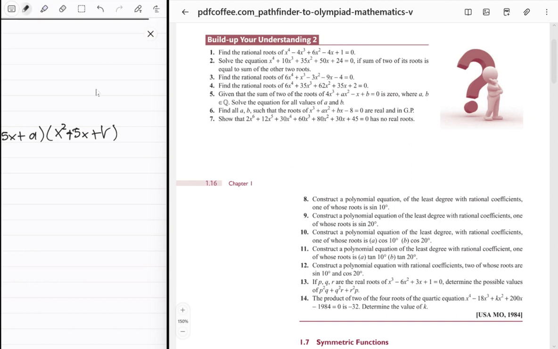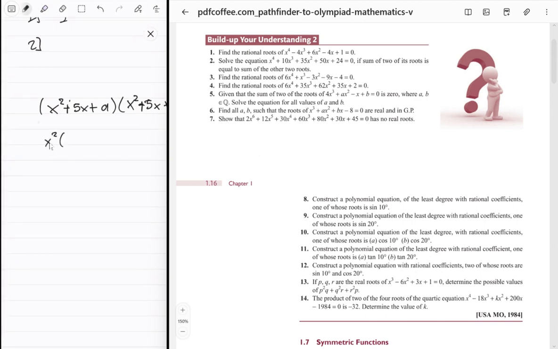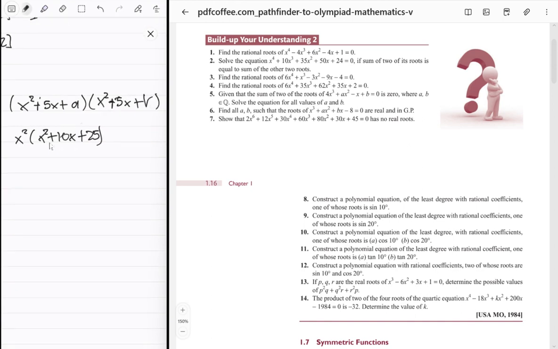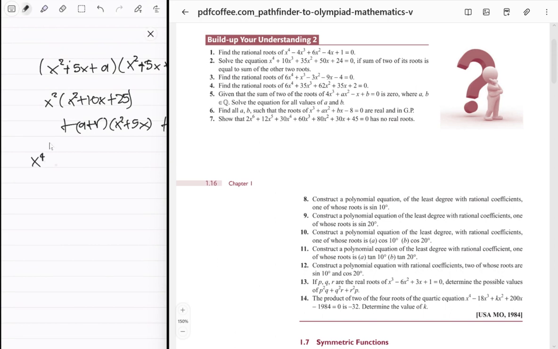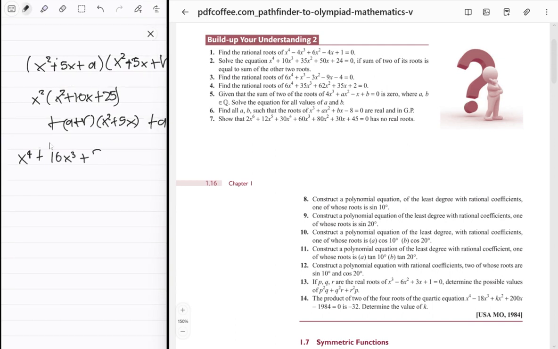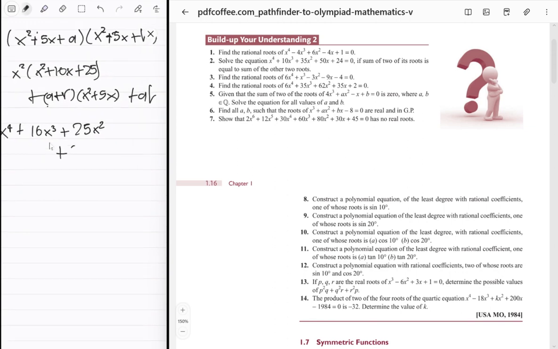Yeah, that made it so much easier. Perfect. So this is x squared plus 5x, all squared, which is x to the power 4 plus 10x cubed plus 25x squared. And then you know (a plus b) times (x squared plus 5x), and plus ab. So that's x to the power 4 plus 10x cubed plus 25x squared, then you got (a plus b)x squared, that's where it starts.